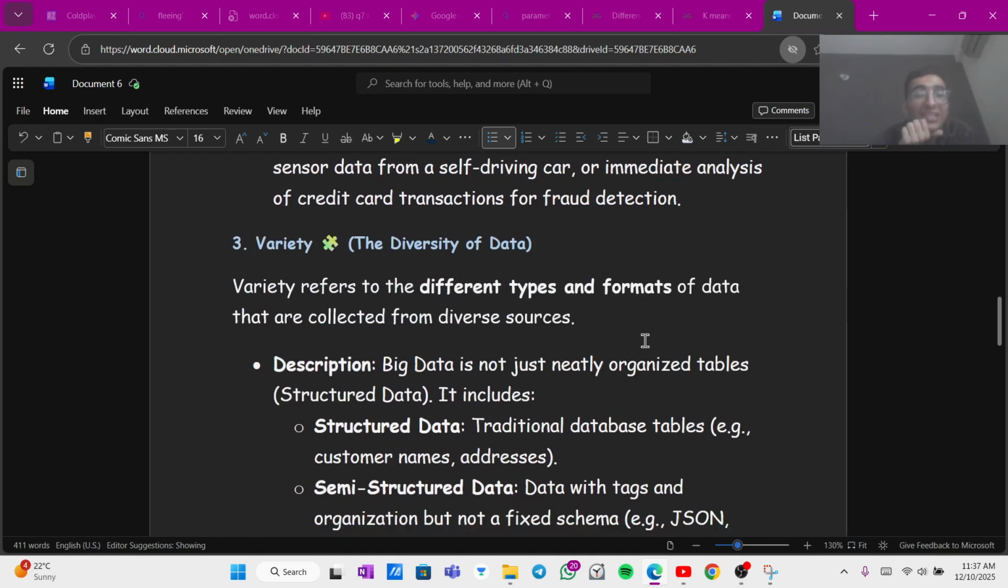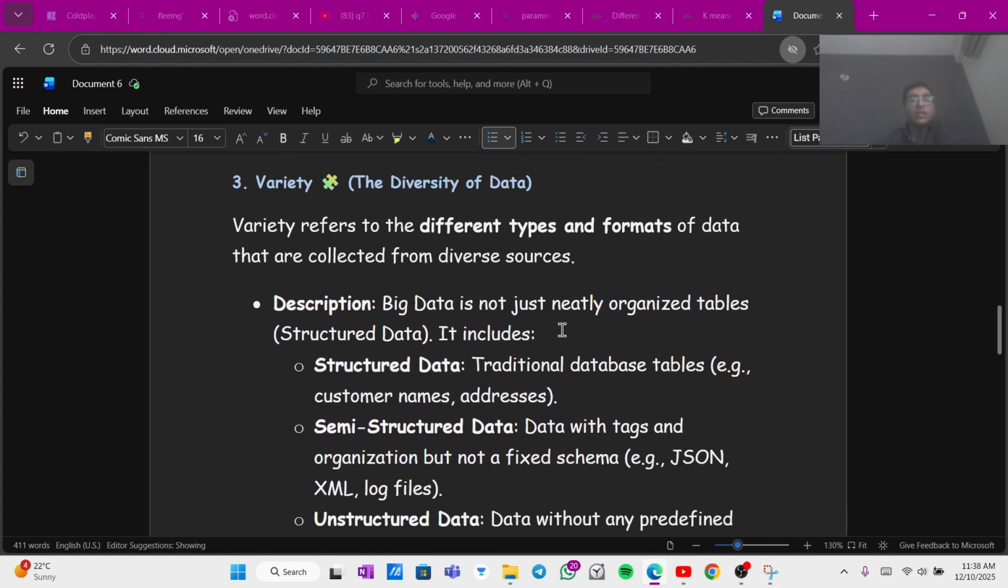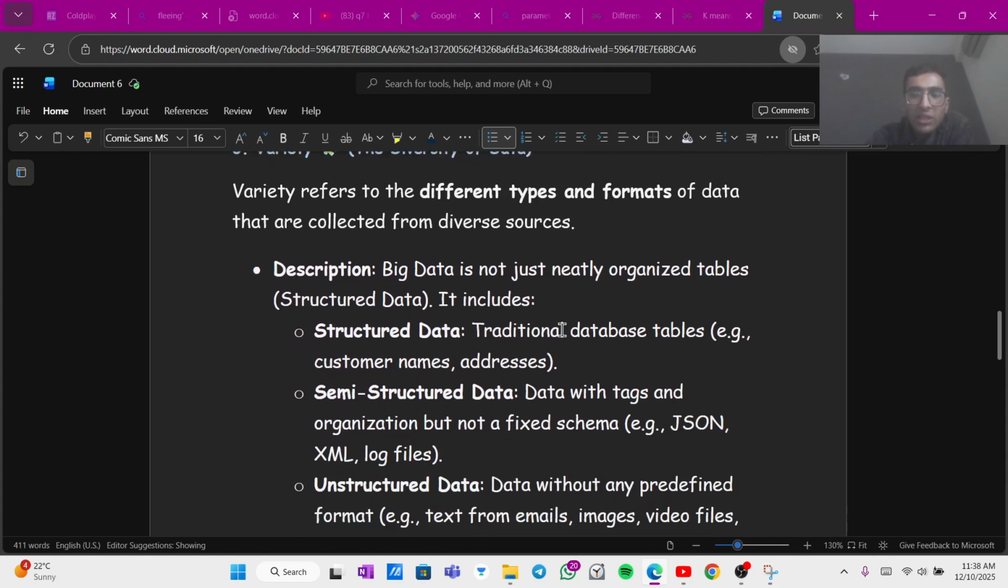Okay. Variety. So the first was volume, the second was velocity, and now variety. Data of large volume is coming with great velocity and with high variety. High variety means different types and formats of data that are collected from diverse sources. Big data is not just neatly organized tables.